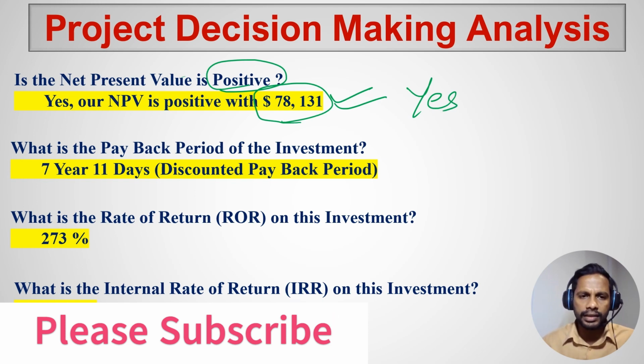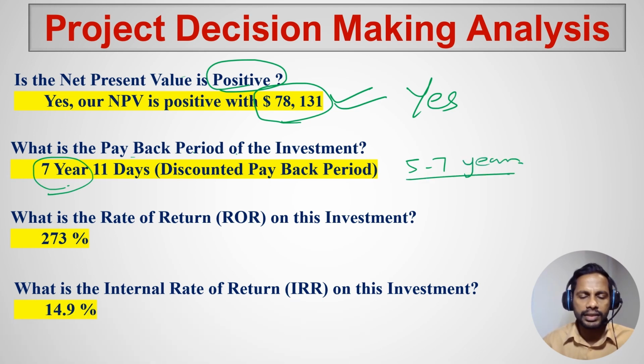Okay. Second question, what is the payback period? 7 years. So it's still in the range. Normally it is 5 to 7 years. Every solar company is saying 5 to 7 years is the payback period. So we got 7 years. It's fine. The third one, rate of return.